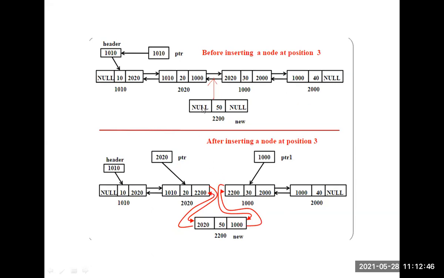Nothing but here you have to store this address 2020. This address is stored here, and this address is stored here, and this address is stored here. So when we are considering the doubly linked list, you have to concentrate on addresses. Mainly two addresses we have to store here. So just concentrate on addresses.